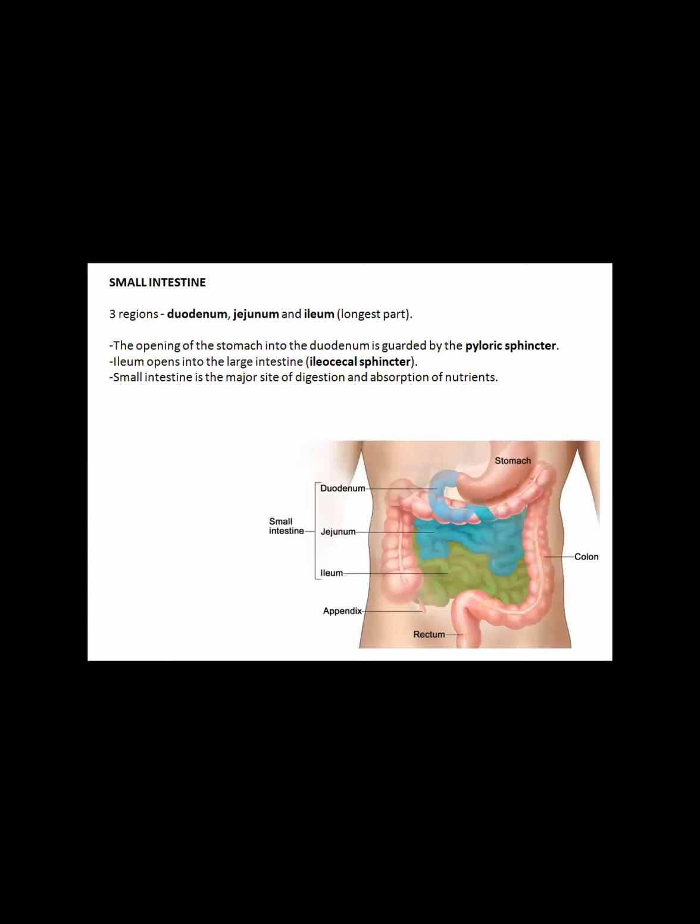Now let us proceed towards small intestine. The next region of alimentary canal. We have already discussed till now salivary glands that are present in mouth region and the gastric glands that are present in stomach region. Now we will start with small intestine.